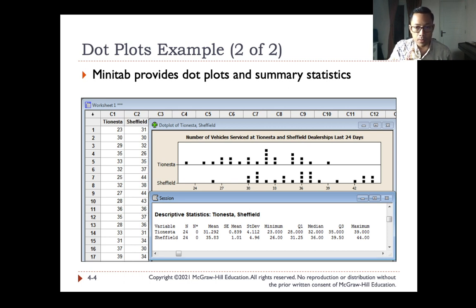Another thing that we can observe is that the number of vehicles serviced at the Sheffield dealership is more widely dispersed than at the Tionesta dealership. Now it's also important to note that the identities of the individual values have not been lost in these dot plots. So this is another interesting feature of dot plots.